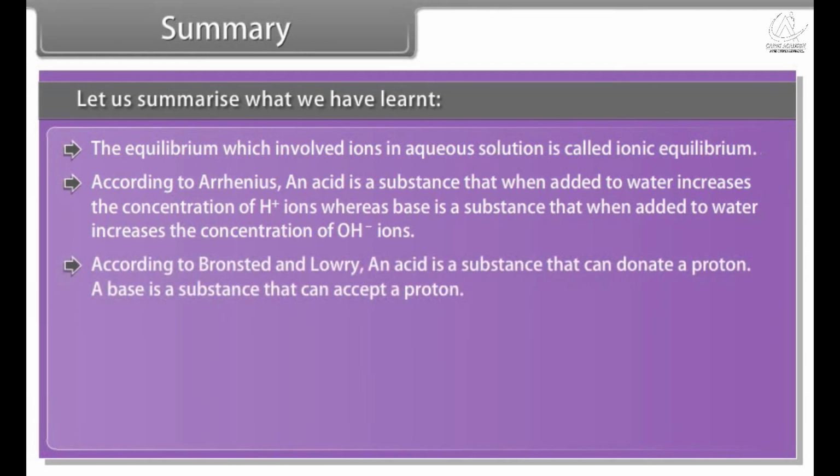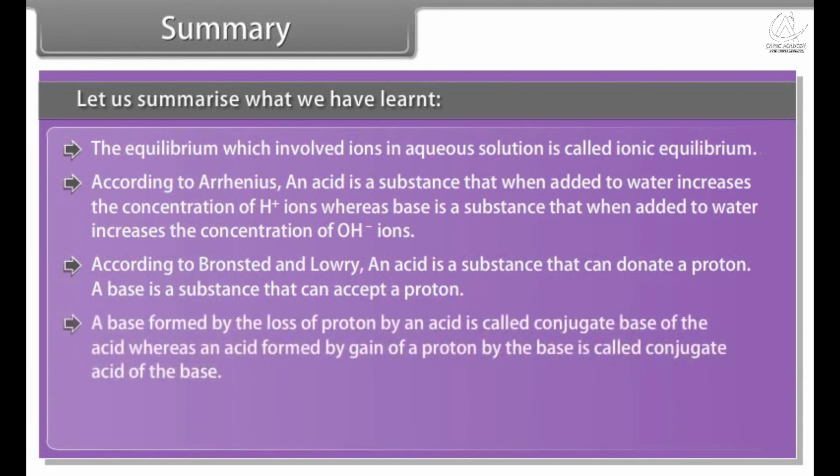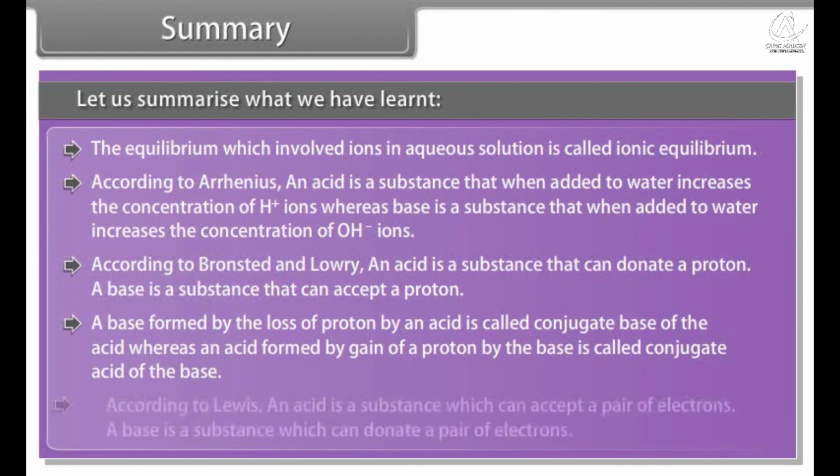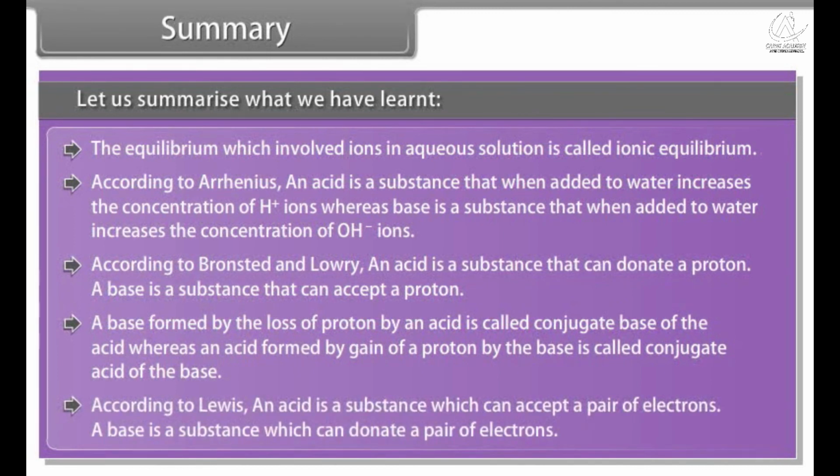According to Bronsted-Lowry, an acid is a substance that can donate a proton. A base is a substance that can accept a proton. A base formed by the loss of a proton by an acid is called the conjugate base of the acid, whereas an acid formed by gain of a proton by the base is called the conjugate acid of the base. According to Lewis, an acid is a substance which can accept a pair of electrons. A base is a substance which can donate a pair of electrons.